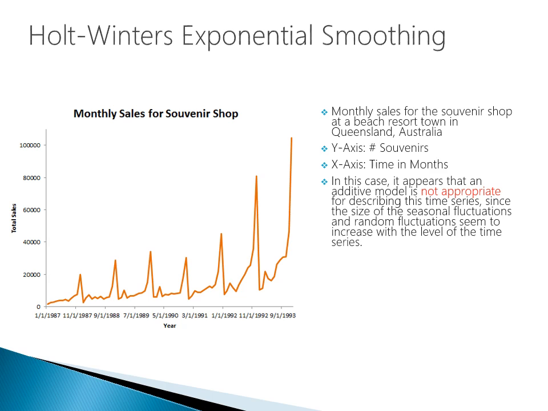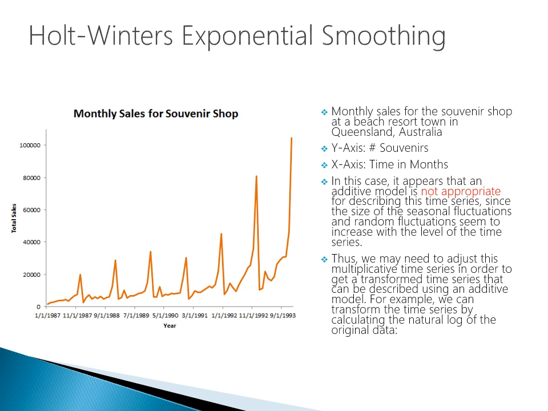In this case, it appears that an additive model is not appropriate for describing the time series, because the size of the seasonal fluctuations and random fluctuations seem to increase with the level of the time series. And that's important. So when we're looking at the time series, we have to make some assessments in terms of the general shape and trend. In this case, because it increases almost exponentially, additive models don't seem to make a whole lot of sense.